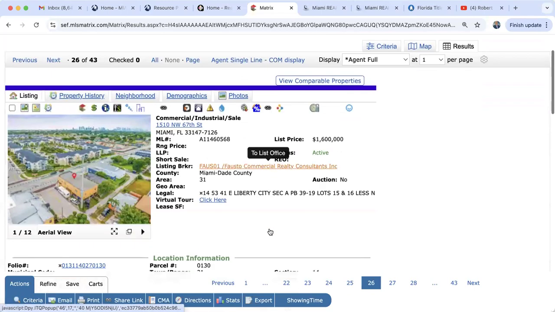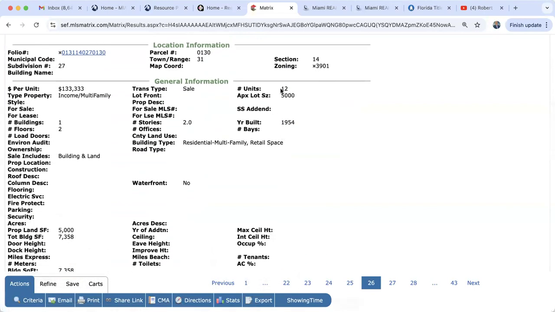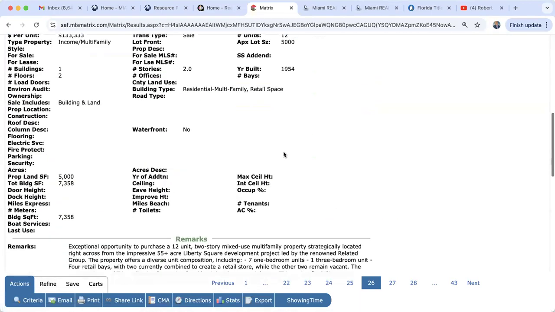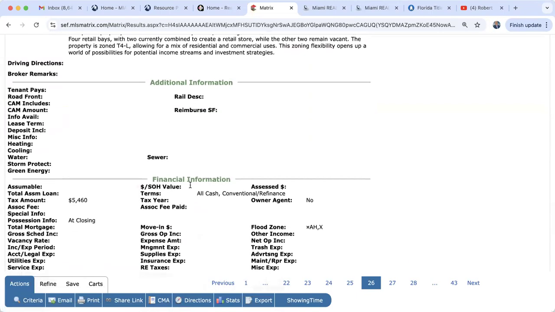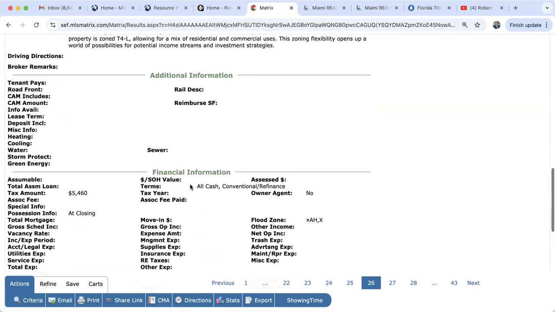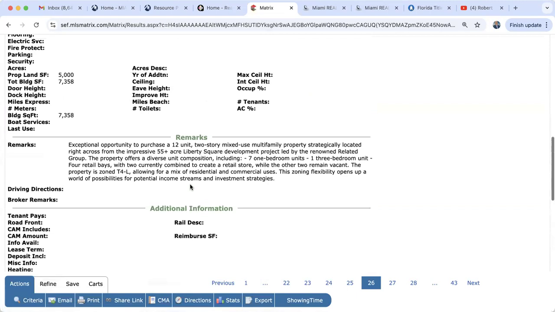Let me see here. This is 1.6 million, this is 12 units. Somewhere they should tell us what the income is. If they don't tell us, then we are forced to call, right? We need to call the agent. So they're not telling us here what the income is. They're just telling us exceptional opportunity to purchase a 12-unit, two-story mixed-use family property.